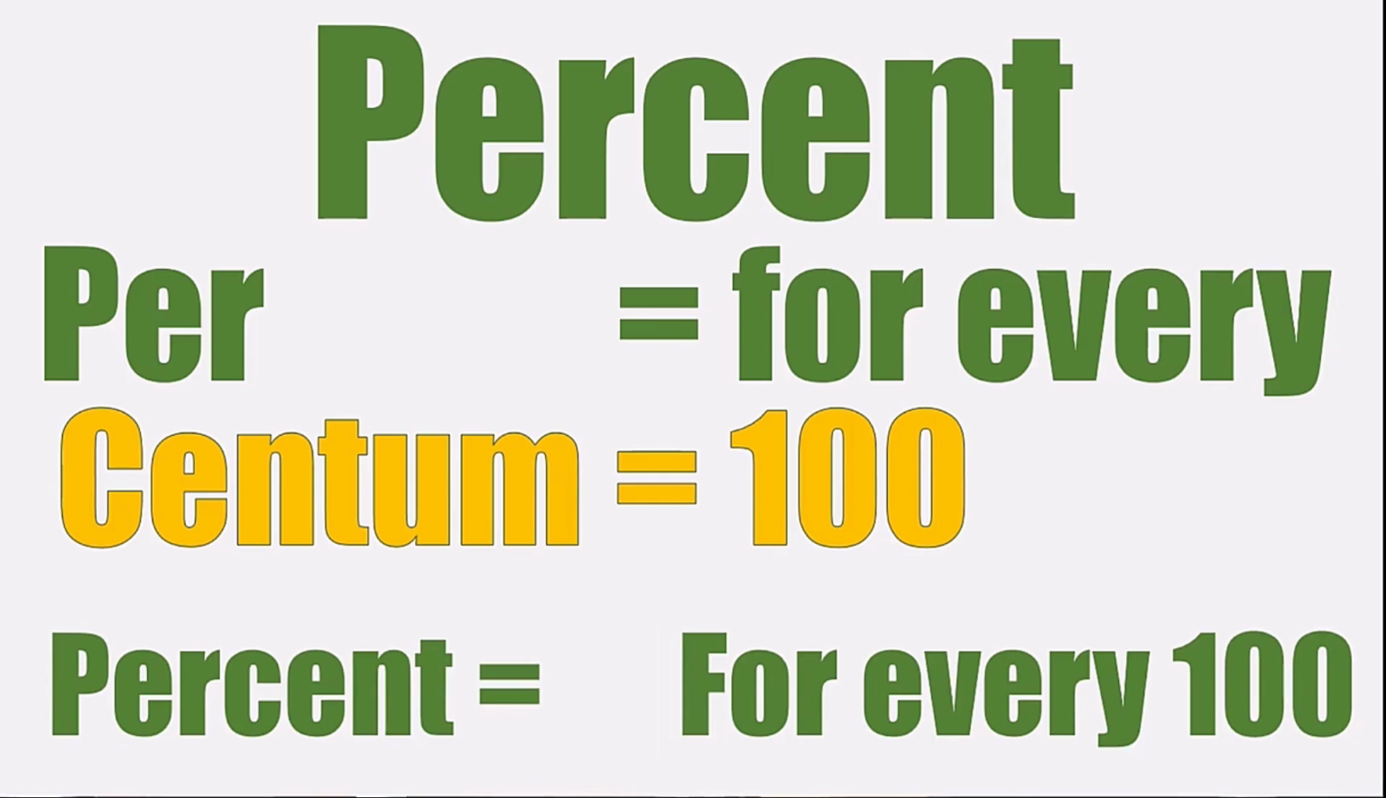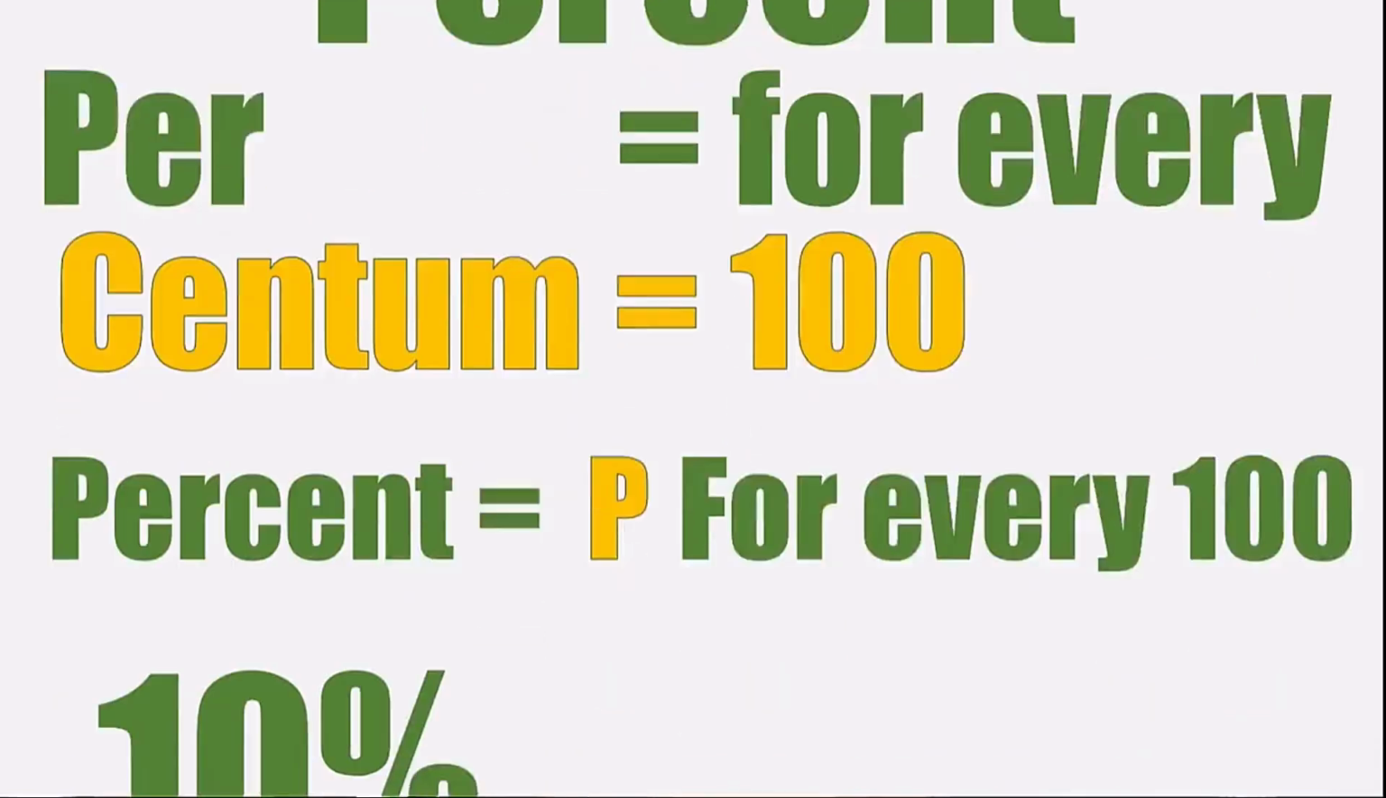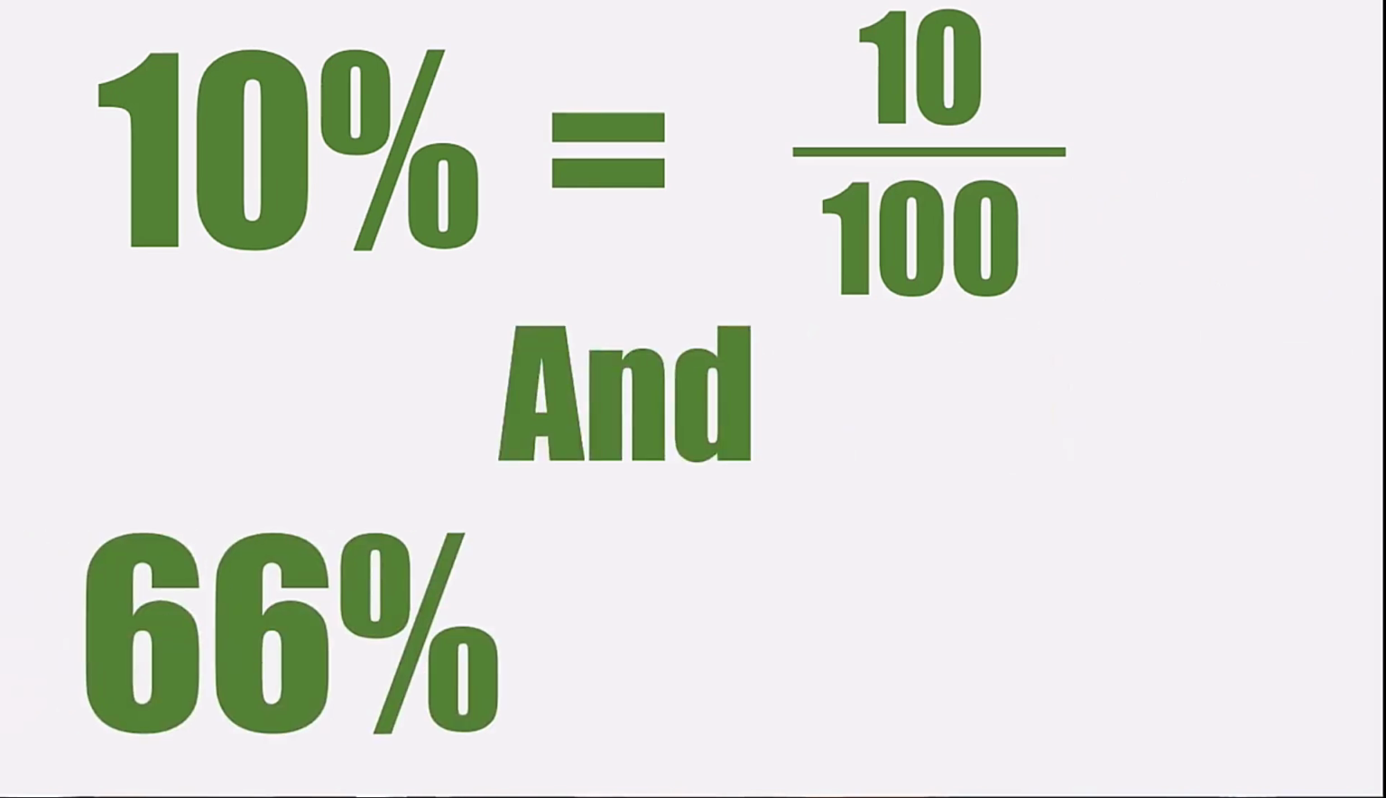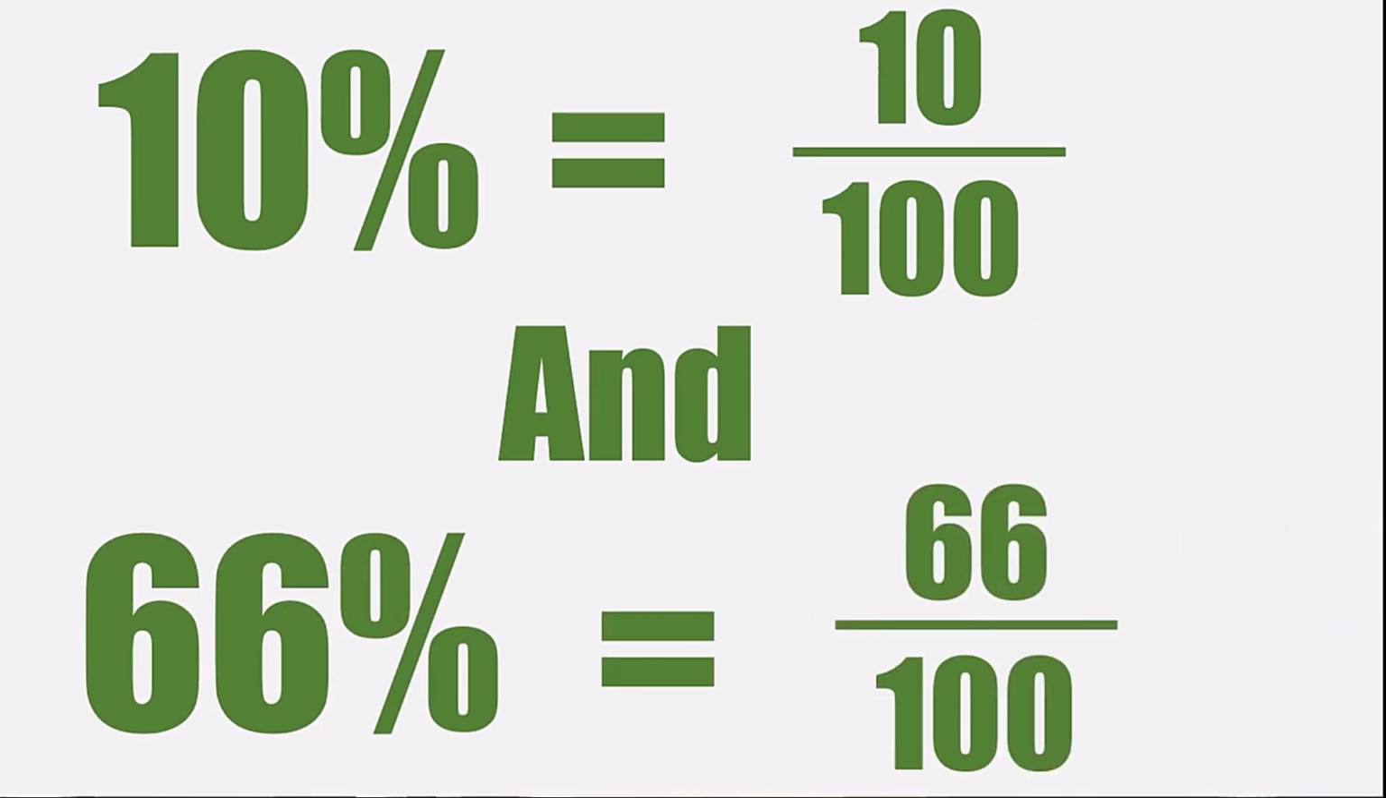Now when you see that sentence, for every 100, it looks like it's not complete. It needs to be some number for every 100. Now that number P is actually what we always calculate when we are getting percentage. For example, this symbol here is the percentage symbol, or the percent symbol. Now when you see a number like 10%, it actually means 10 for every 100. That's the ratio form of 10%. And when you see a number like 66%, it actually means 66 for every 100.